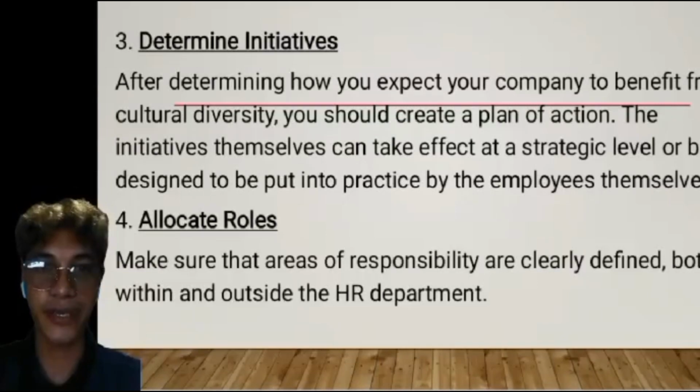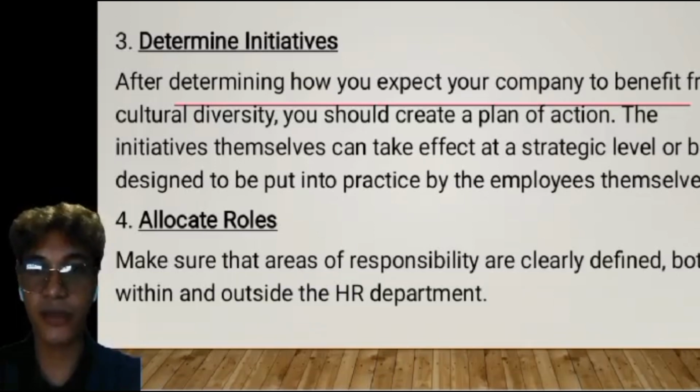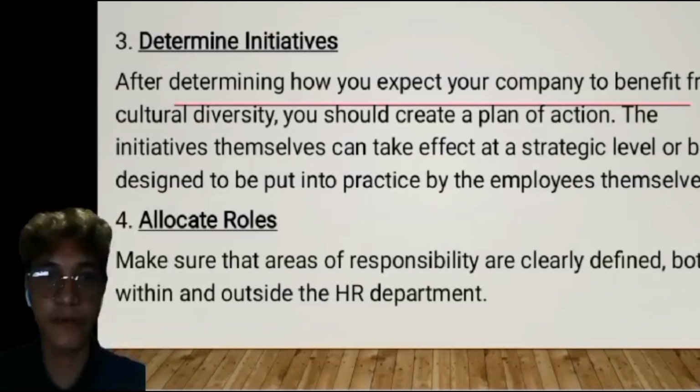Number 3, determine initiatives. After determining how you expect your company to benefit from cultural diversity, you should create a plan of action. The initiatives themselves can take effect at a strategic level or be designed to be put into practice by the employees themselves. Number 4, allocate roles. Make sure that areas of responsibility are clearly defined both within and outside the HR department.